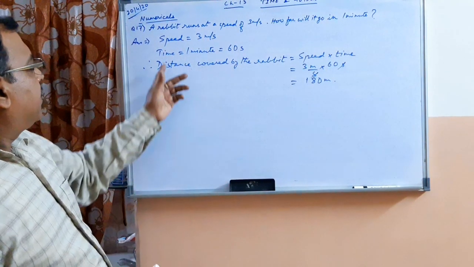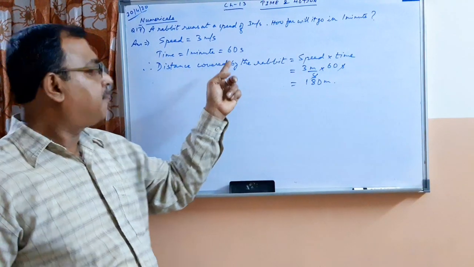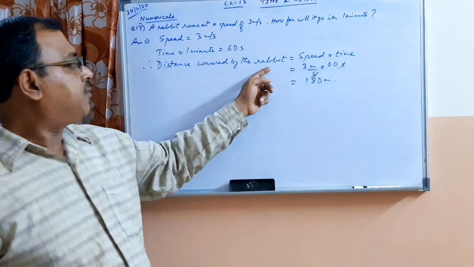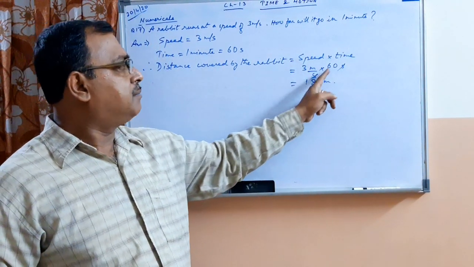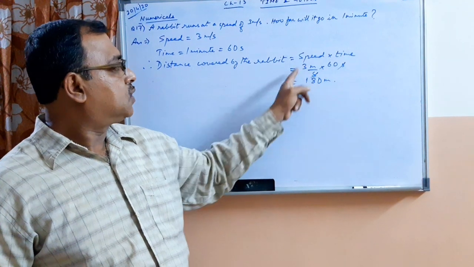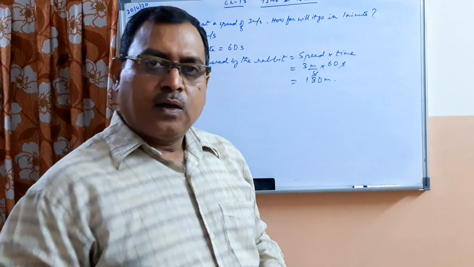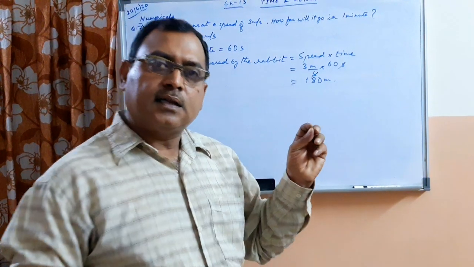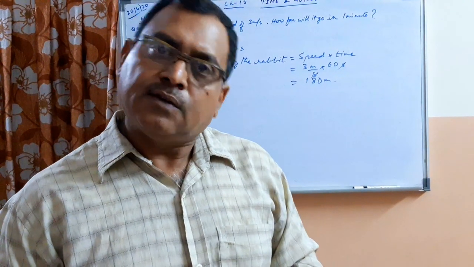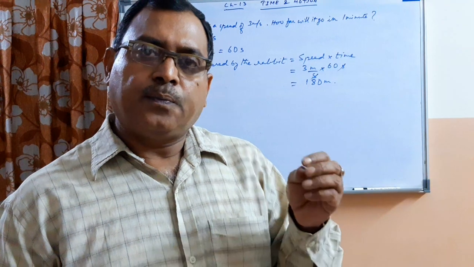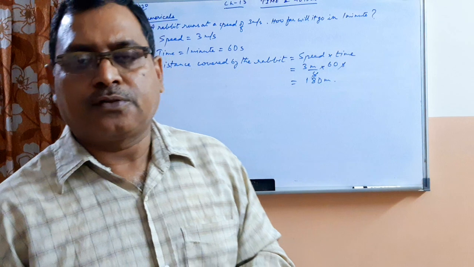So very simple. Here speed is given 3 meter per second. Time is given 1 minute. 1 minute means 60 seconds. So distance covered by the rabbit will be speed into time. So speed is 3 meter per second, time is 60 seconds. Second gets cancelled. So it comes to 180 meter. Clear? These are simple numericals. This type of numericals will be asked even in examination. So you should have full practice of this type of questions.